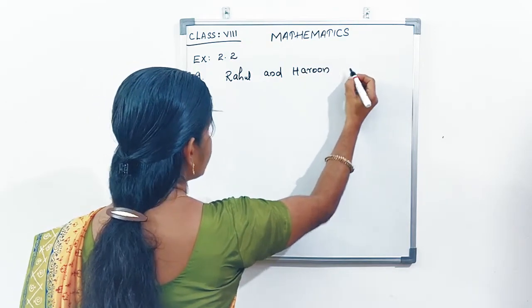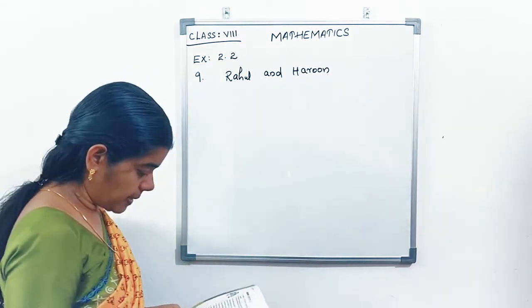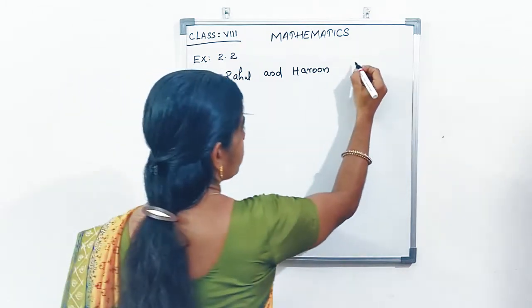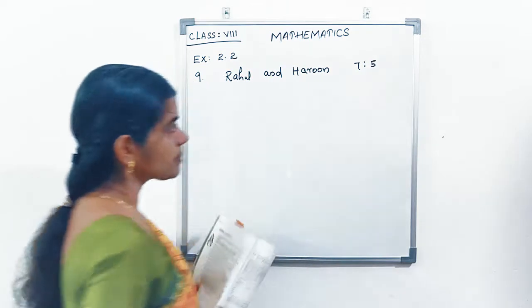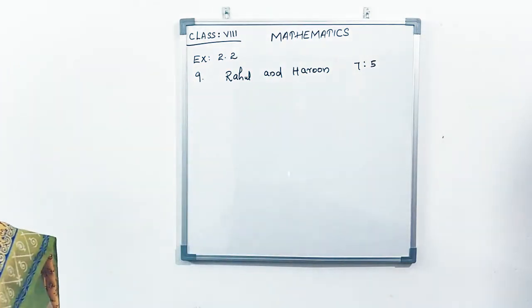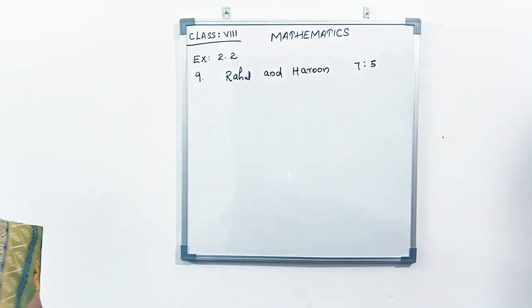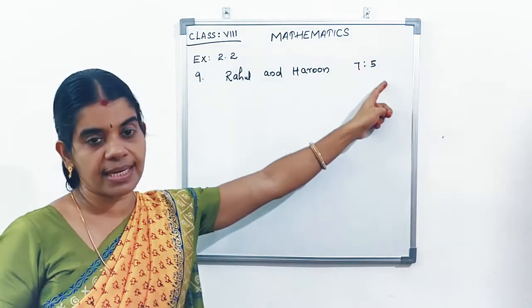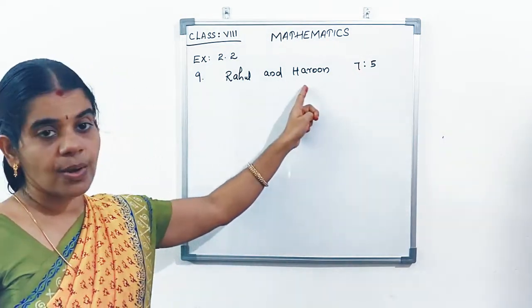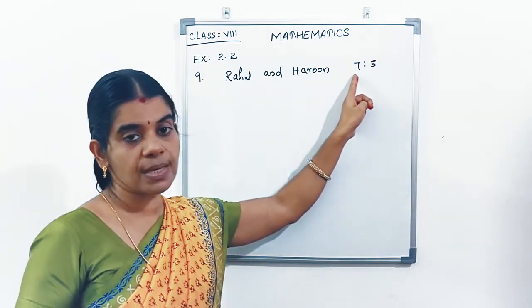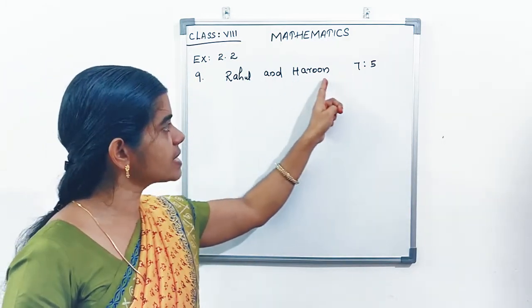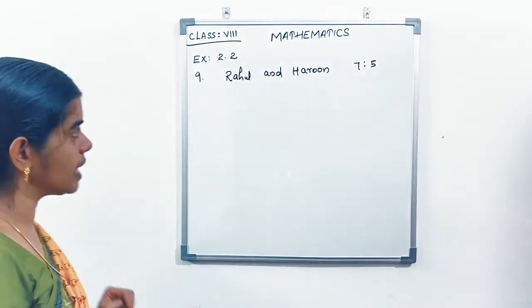Ages ratio is given how much? 7:5. If the ratio is given, you already know that we will take 7x and 5x. We will look at this order also. Rahul's name is given first, therefore Rahul's age is equal to 7x. Harun's age is equal to 5x. First we can write like that.